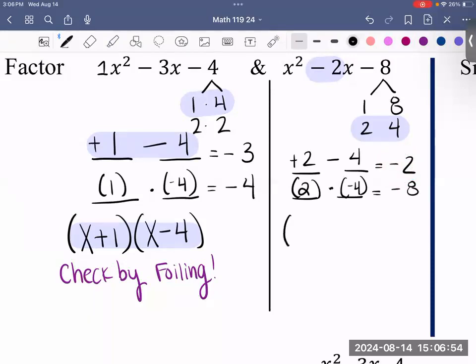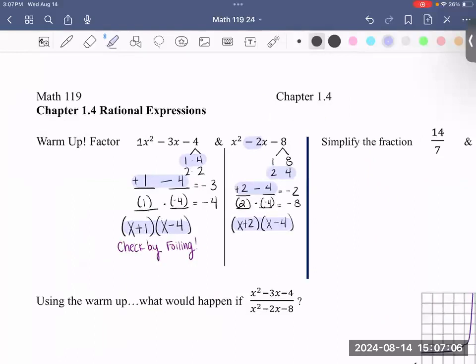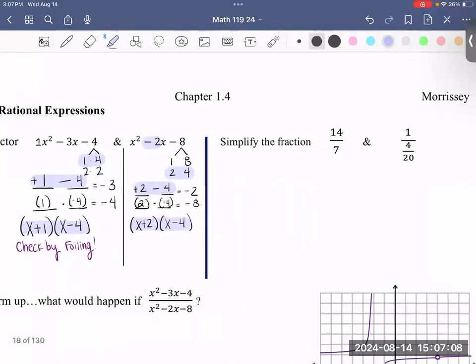Now, because this is simple factoring, once we figure out your factors, we can just put them right into a pair of parentheses. And there you have it. So that is fully factored. Now, we also have another portion of your warm-up. This one just says simplify the fraction.